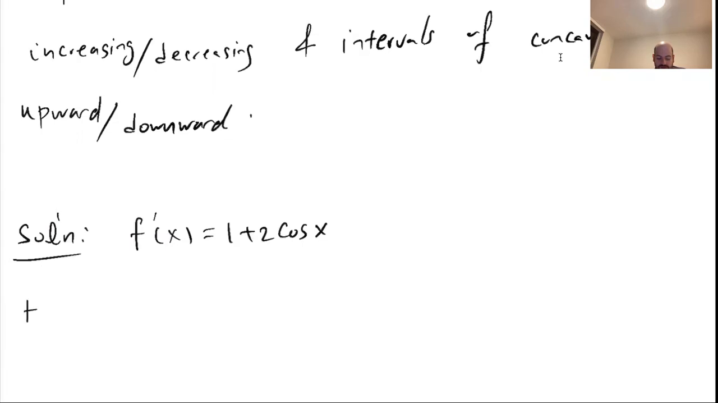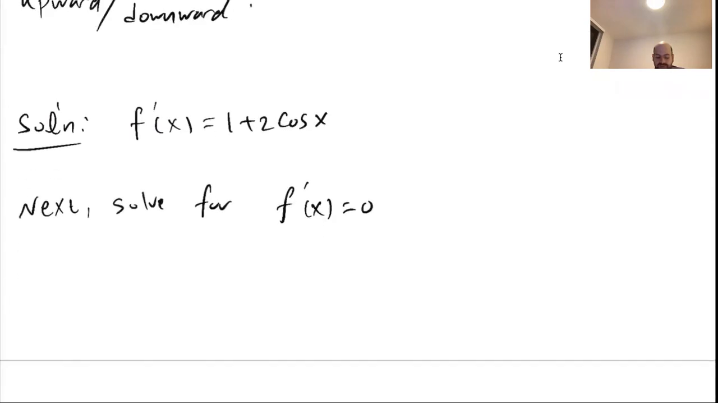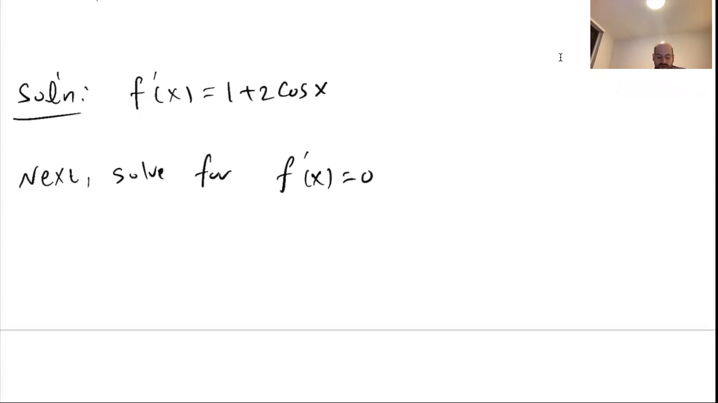So then solve for f prime of x equals 0. We need to know the roots of f prime, and based on that, we can draw a sign chart and determine where f prime is positive or negative. So first we need the roots of f prime, the solutions of f prime of x equals 0. So that gives 1 plus 2 cos x equals 0, and that gives cos x equals minus 1/2.